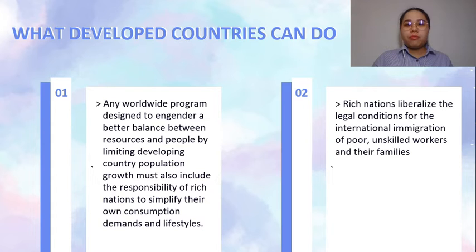First, any worldwide program designed to engender a better balance between resources and people by limiting developing country population growth must also include the responsibility of rich nations to simplify their own consumption demands and lifestyle. Thus, the resources could be used by poor nations to generate the social and economic development essential to slowing population growth. Second is that rich nations liberalize the legal conditions for international immigration of poor, unskilled workers and their families from Africa, Asia, and Latin America to North America, Europe, Japan, and Australia.